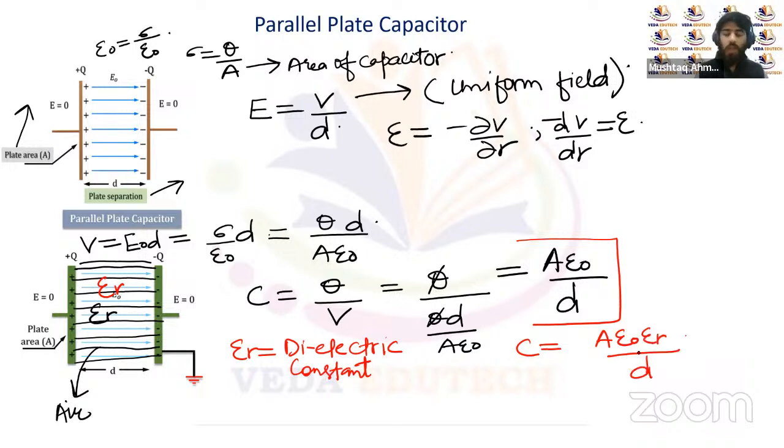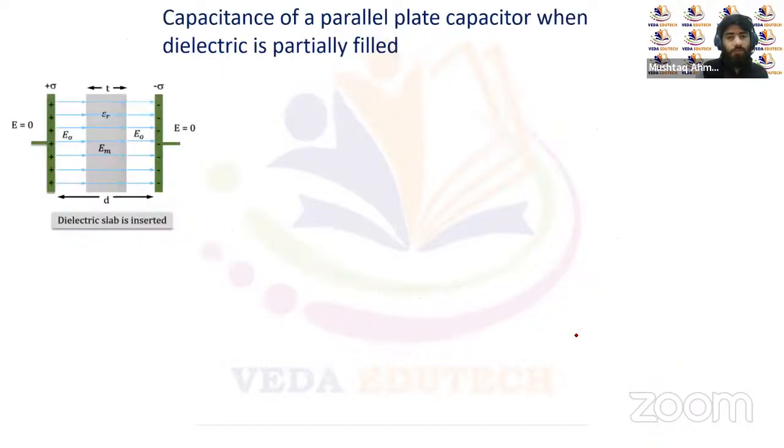So this will be the capacitance. It means that the dielectric medium increases the capacitance of a capacitor. If we introduce a dielectric medium between the two plates here, what the dielectric constant does is that it increases the capacitance of a capacitor. So the capacitance of a capacitor increases.